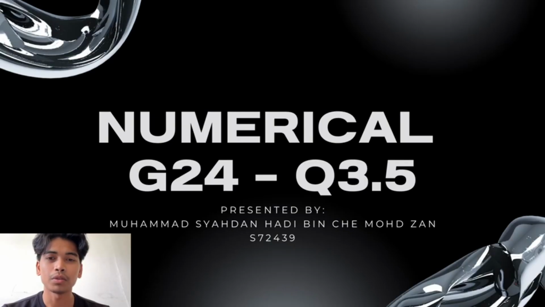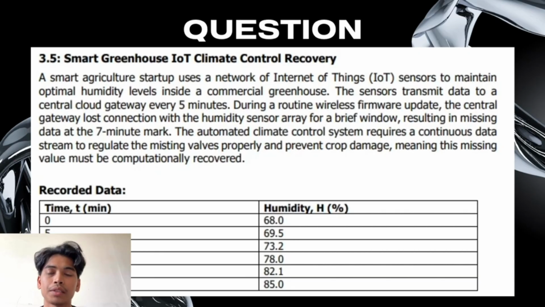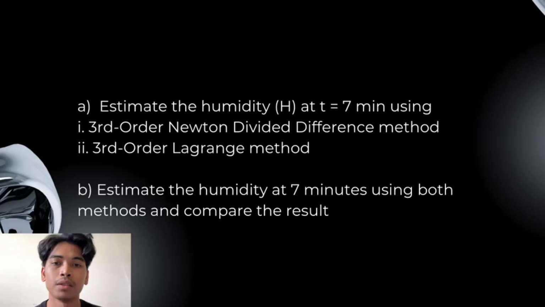So now I will explain how to solve question 3.5. Here, as you can see, is the instruction given for question 3.5. The question is: A, to estimate the humidity H at T equals 7 minutes using the third order Newton divided difference method and the third order Lagrange method. And B, to estimate the humidity at 7 minutes using both methods and compare the results.